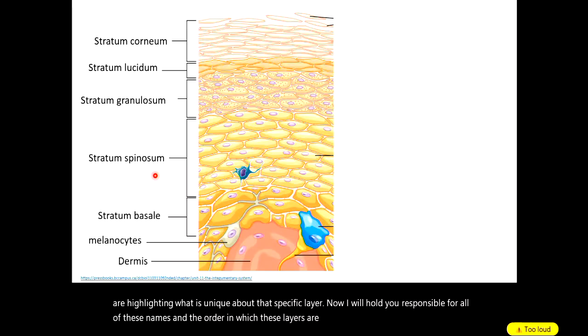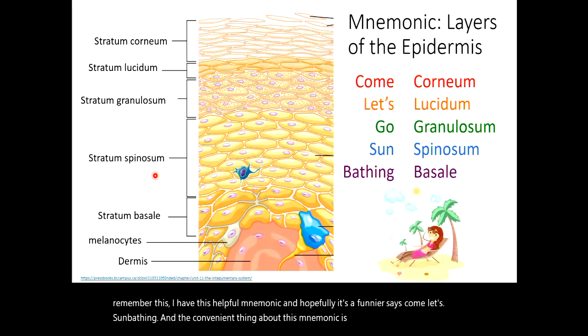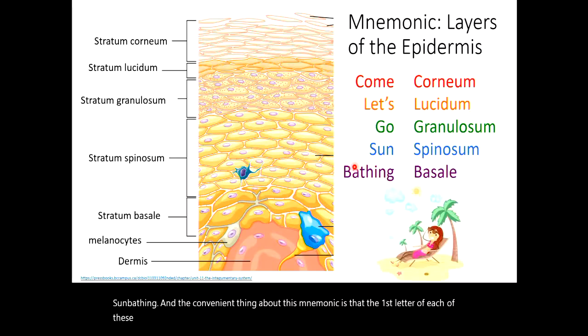In order to help you remember this, I have a helpful mnemonic, and hopefully it's a fun one. It says, come, let's go sunbathing, right? The convenient thing about this mnemonic is that the first letter of each of these words matches the first letter of the second name for each of these layers. So C for corneum, L for lucidum, G for granulosum, S for spinosum, and B for basale.